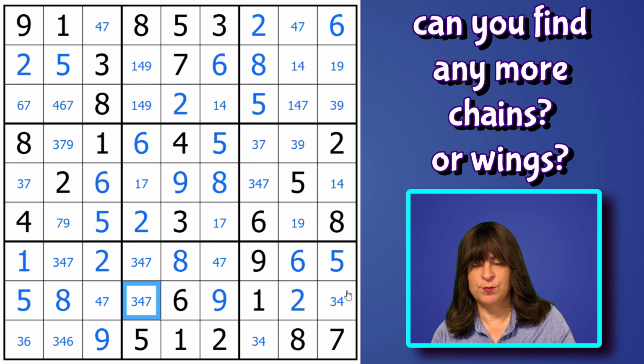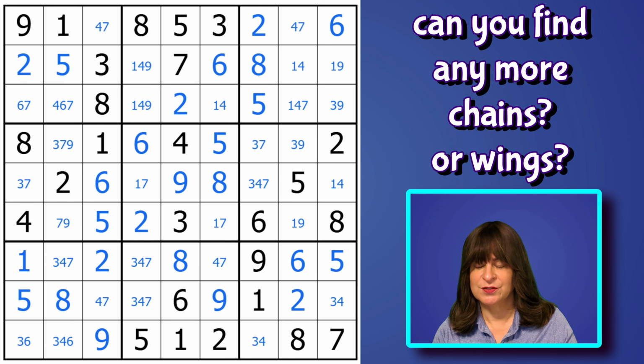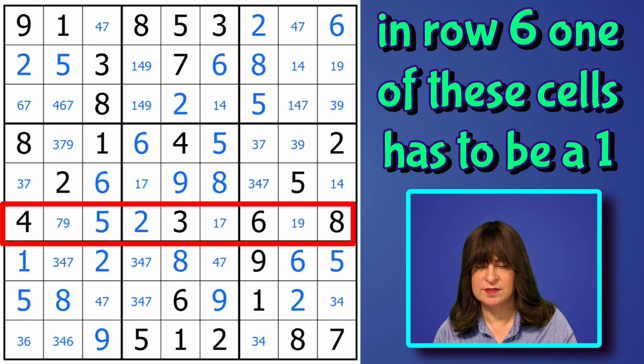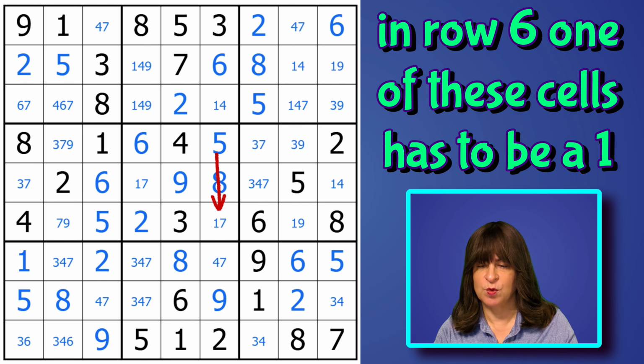And let's see if we can find any more chains or wings or whatever. So here we go. Okay, in this row there are two 1s in bi-value cells, this 1-7 and this 1-9. So there's a link between them. One of these cells has to be a 1.